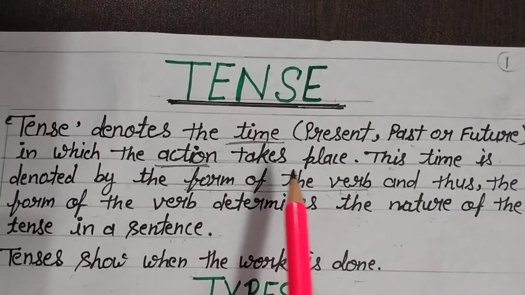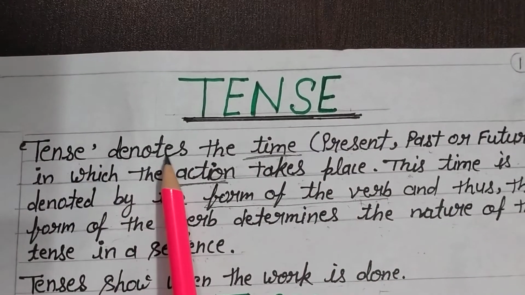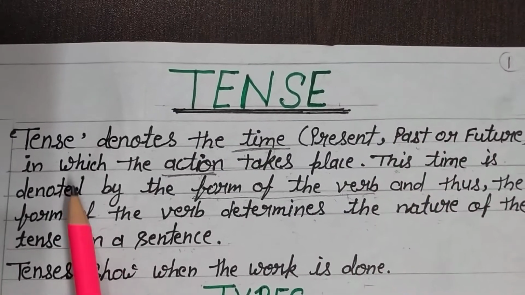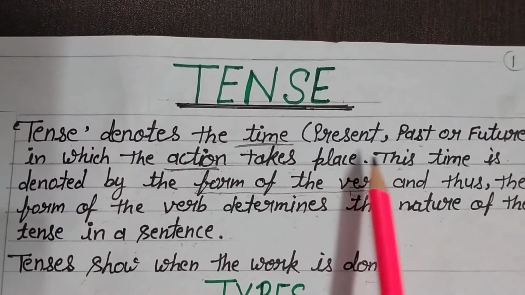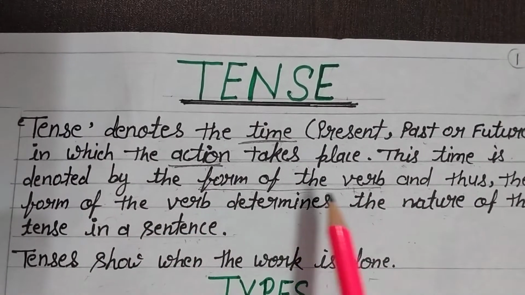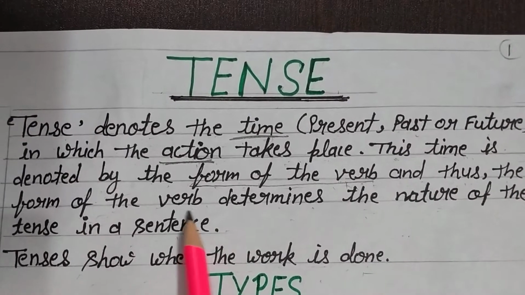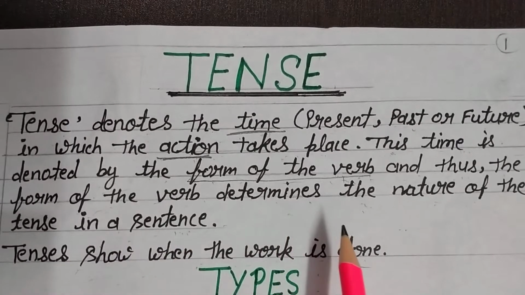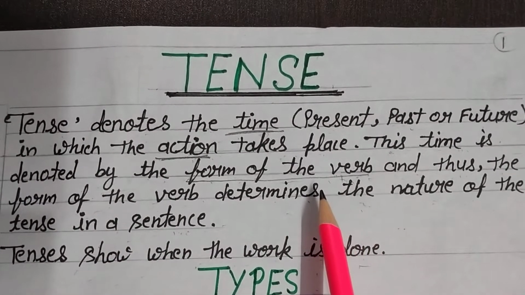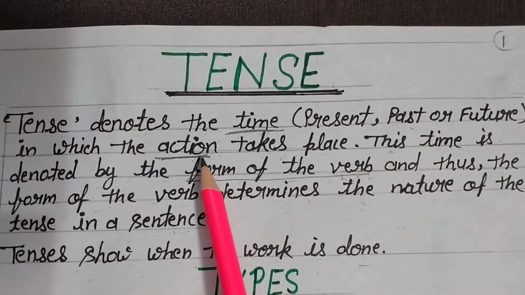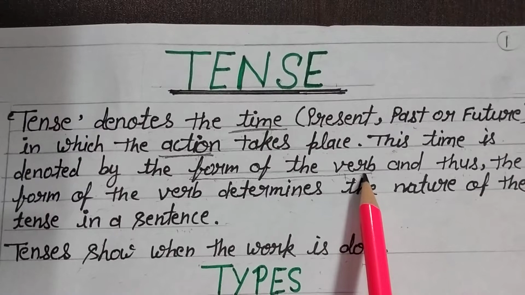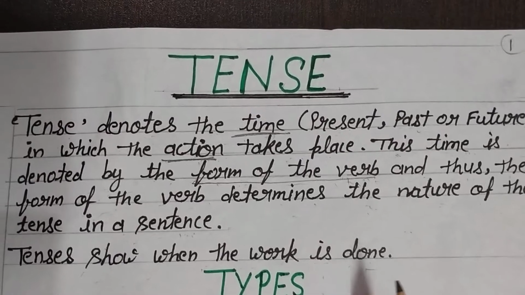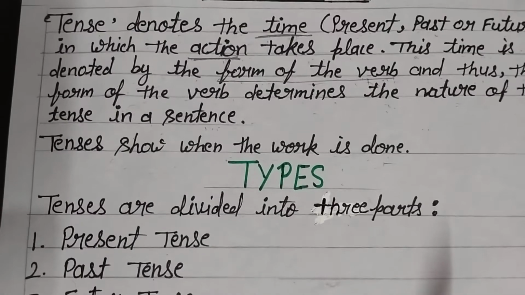So, the definition of tense. Tense denotes the time, present time, past time and future time, in which the action takes place. This time is denoted by the form of the verb, and thus the form of the verb determines the nature of the tense in a sentence. It means the three main things here: time, action and form of the verb. Tenses show when the work is done. It means the time of work, when the work is done.